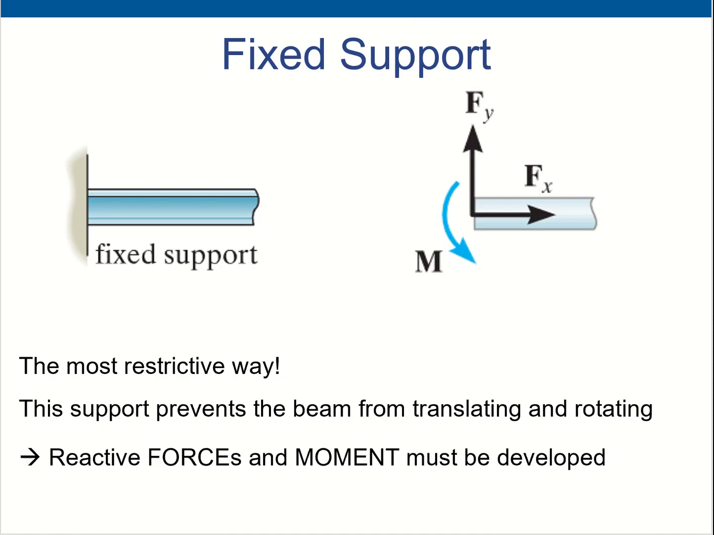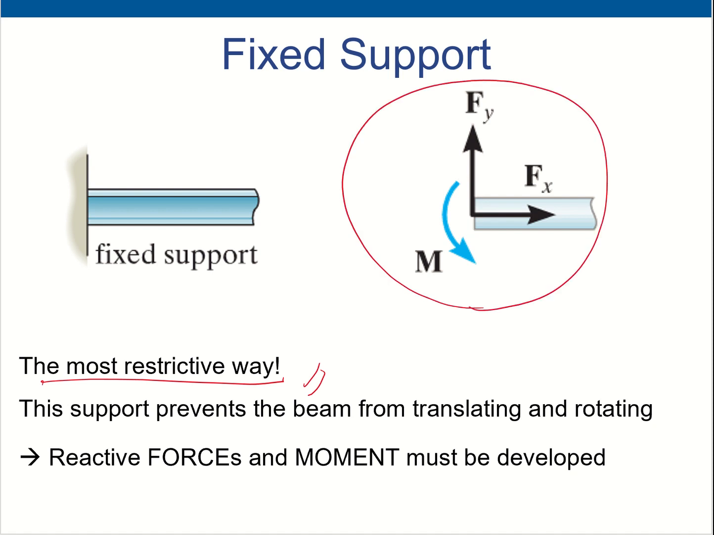How about the fixed support? Fixed one is the most restrictive way. This one has 3 unknowns. That is, we have a restriction for the horizontal and vertical, and there is a restriction of the rotation.